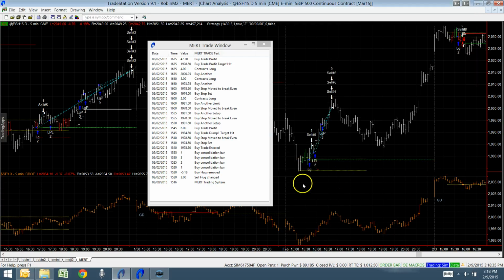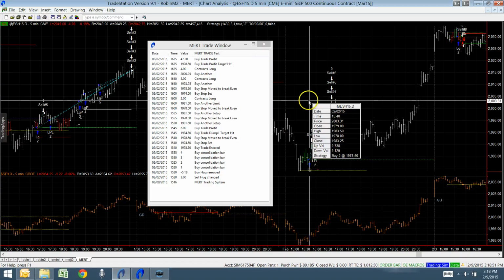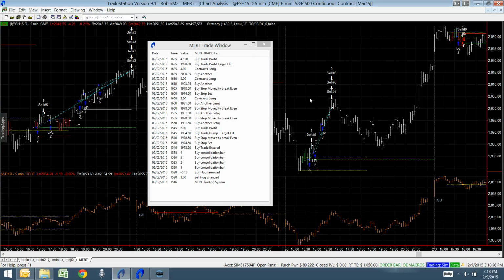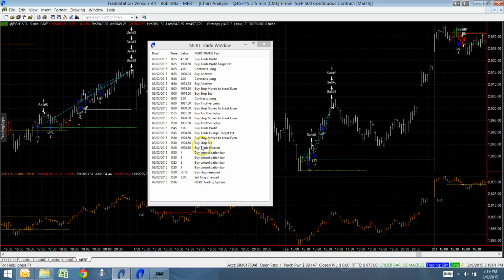What we've got here is this window shows what's going on. And also these messages appear during the day. They don't all just appear at the end. They appear as each thing happens. So, for example, here, where the system went long to at 1978.50, buy trade entered at 1958.50. That would appear when this happened, and the stop is set 4 points lower.